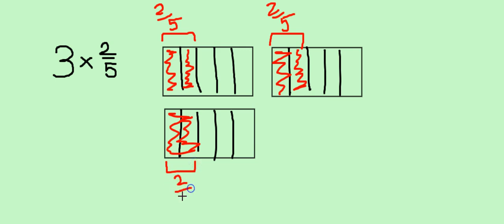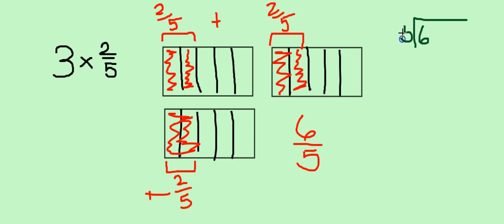We're used to looking at, when we multiply, if you multiply 3 times 2, you get 6. It's a bigger number. When you multiply 3 times 2/5, you're multiplying it by a number that's less than 1. So your answer is going to be less than 3 in this case. So 3 times 2/5 turns out to be 6/5. 2/5 plus 2/5 plus 2/5 is 6/5.